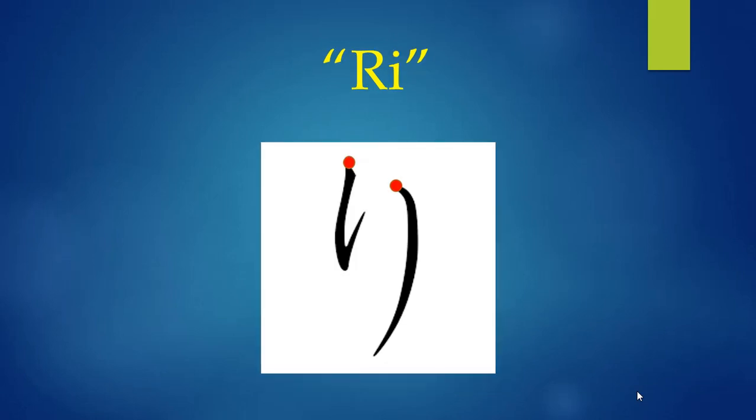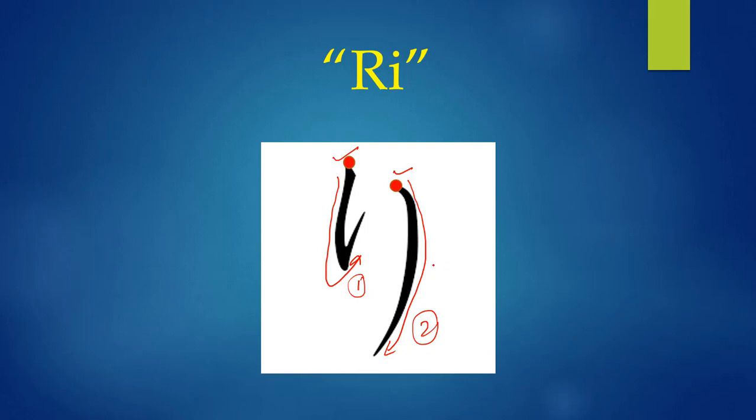So this is our Ri and it has 2 strokes. The first stroke starts from this red dot and it's like this and this. So this is my first stroke. The second stroke starts from this red dot and it's like this. So this is my second stroke.